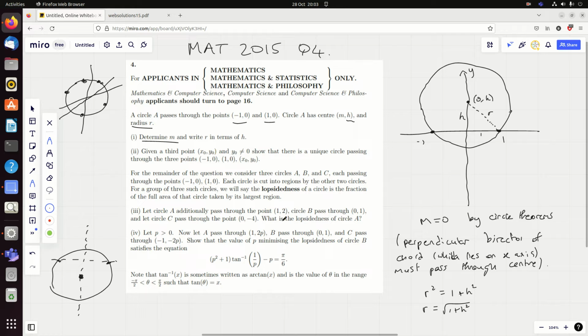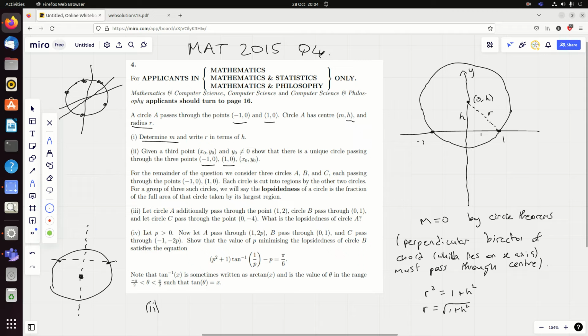I didn't think that was too bad, and I didn't mind part two either, although it's pretty weird because part two, given a third point, x0, y0, so we've got this point, and one more point, and they've said y0 doesn't equal 0. That's interesting, and we'll explain why in a second. Show that there is a unique circle passing through the 3 points, minus 1, 0, 1, 0, and that. Now, what they're saying is you can't draw two different circles with 3 points on it.